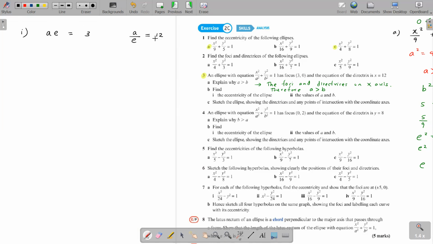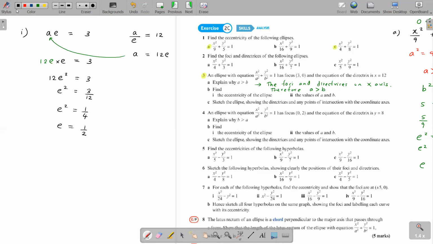So it's a pair of simultaneous equations. a equals 12e. Let's substitute into ae equals 3. So 12e squared equals 3. e squared equals 3 over 12, which is 1 over 4. e is half. We don't need the plus or minus here. We know clearly e is between 0 and 1, so e should be the positive figure.